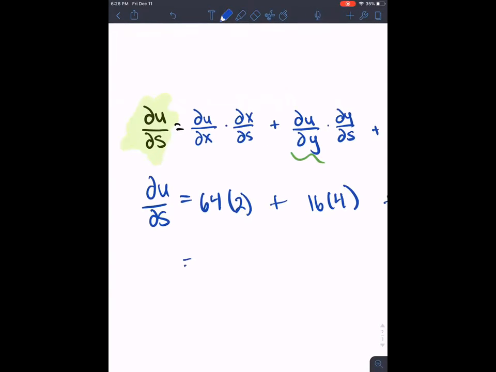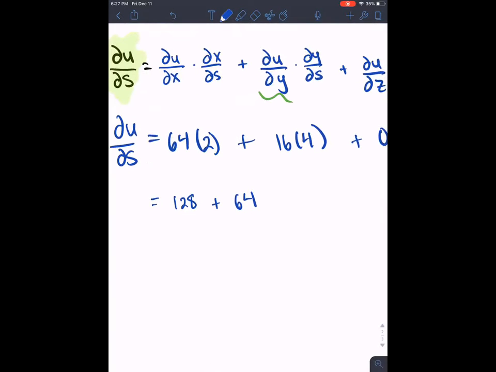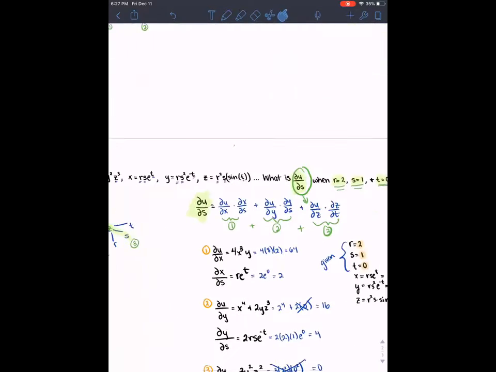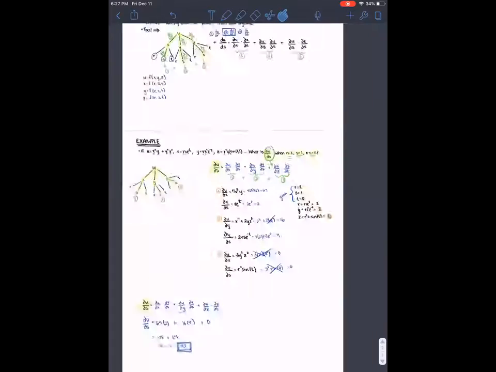And that gets you 128 plus 64, which, let me do some mental math here. This should be your final answer. Yep. So we have 192, which is your value of partial of u with respect to s.